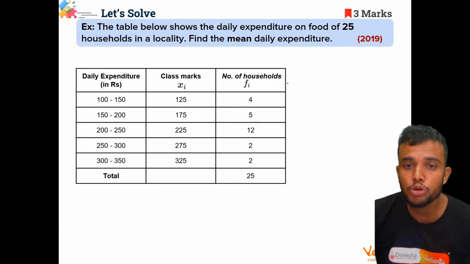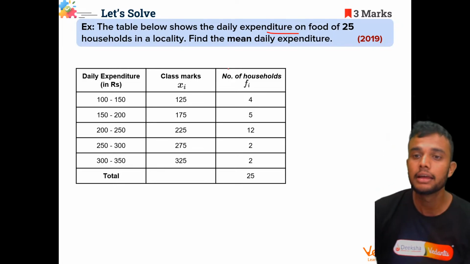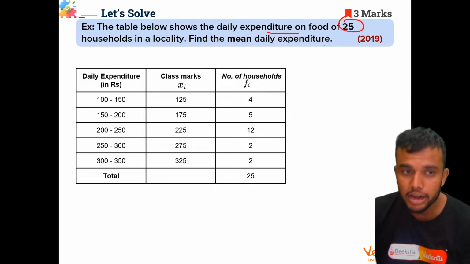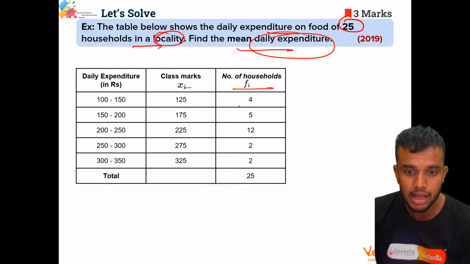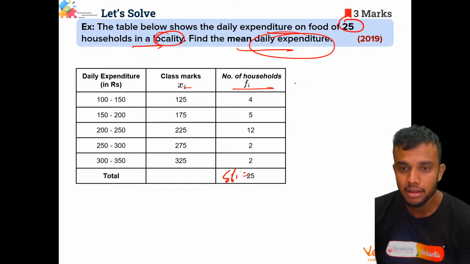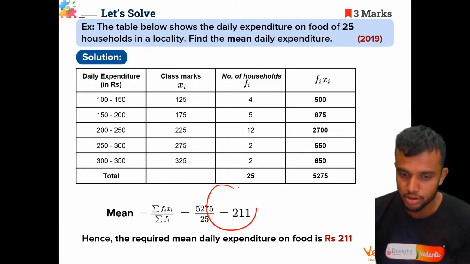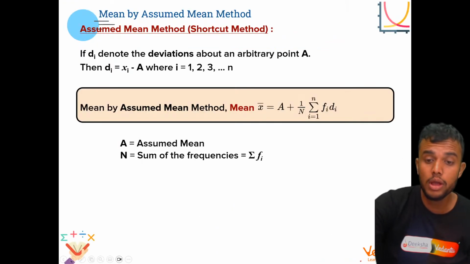Then here is one question. The table below shows the daily expenditure on food of 25 households in a locality. Find the mean daily expenditure. Don't worry, students. They only give the table. They already give the number; find xi fi. Summation of fi is 25, right? Then xi fi: 4 fives are 25. Then do this. Totally the required mean daily expenditure is 211.